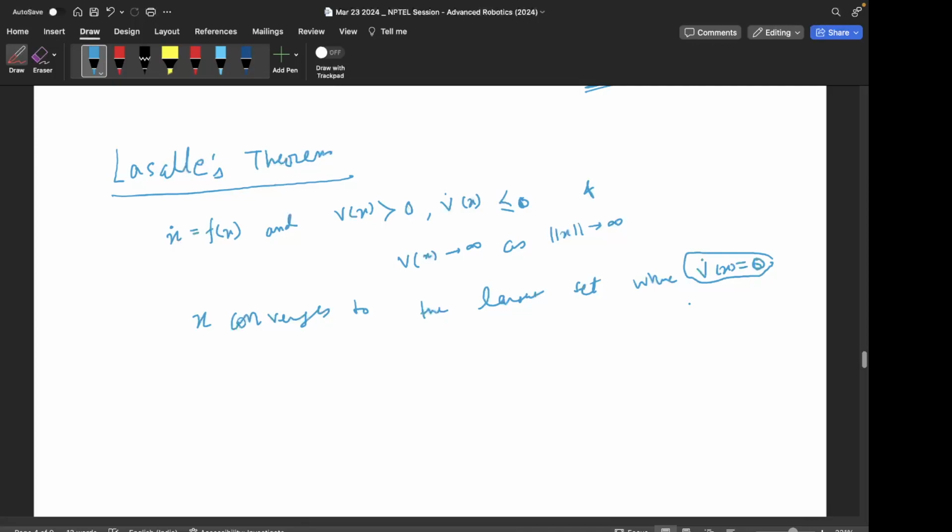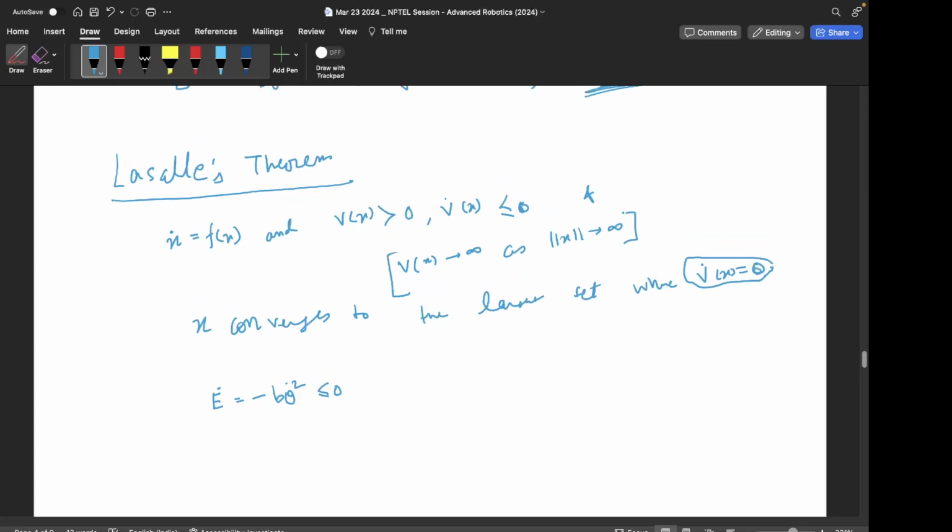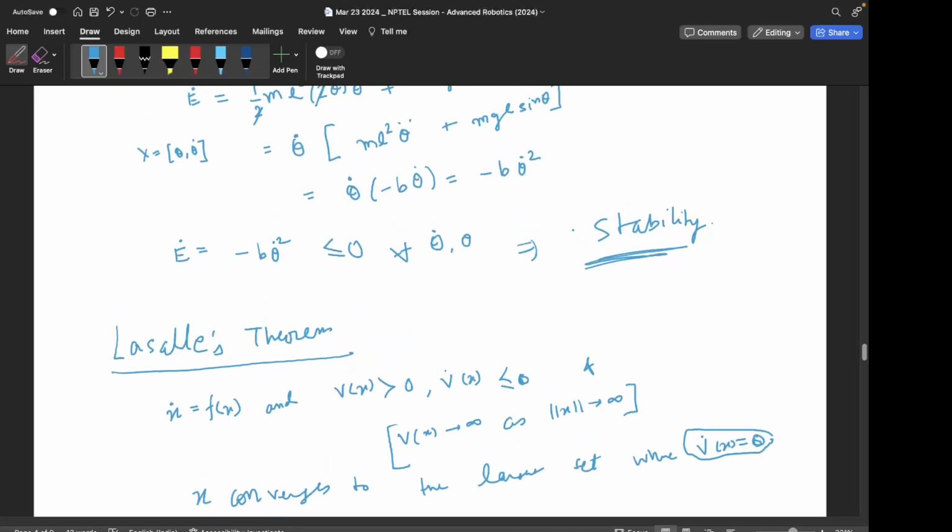So in the pendulum case, my E dot is minus b theta dot square, which is negative semi-definite. As soon as it becomes negative semi-definite, I will try to invoke LaSalle's theorem to check if I can prove asymptotic stability. So what you need to check is, is this criterion satisfied, this one: V(x) tends to infinity as norm of x tends to infinity.